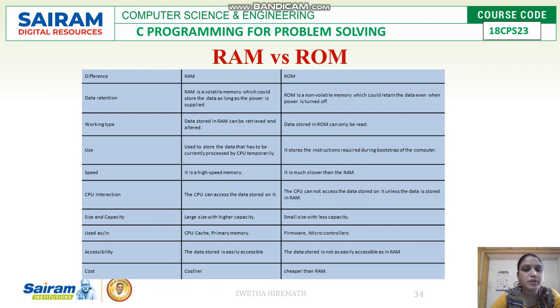Size and capacity: ROM's size is smaller, but its capacity is more. But RAM, its size will be more, but capacity will be less. Then ROM is used as cache memory in primary memory, and it is also used as firmware and in microcontrollers. The data stored in RAM can be accessed easily, whereas the data stored in ROM is not easily accessible. Cost of RAM is more compared with ROM.